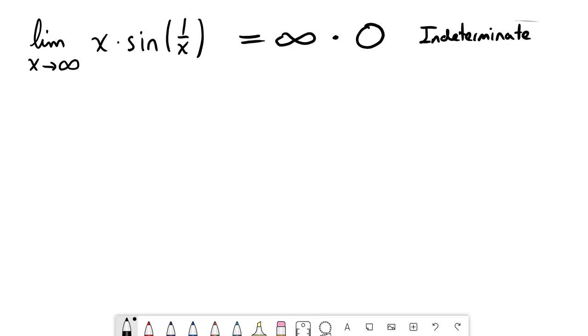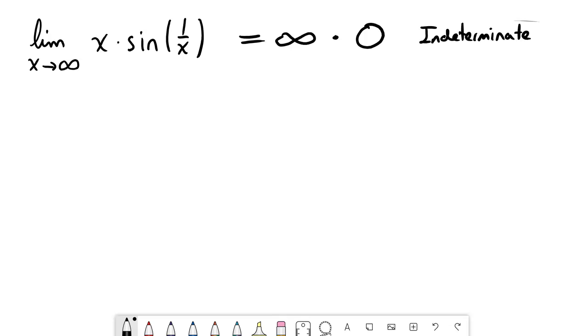But we cannot use L'Hopital's rule right away, actually, because it's not in a quotient, right? We can only use it in a quotient. We can't just simply find the derivative of the factors of the product and then evaluate the limit, because that's not what L'Hopital says. This one's a particularly interesting one because we want to use algebraic manipulation somehow.